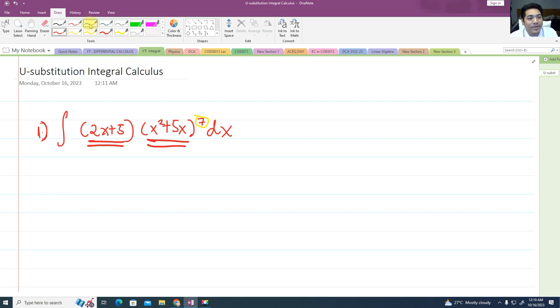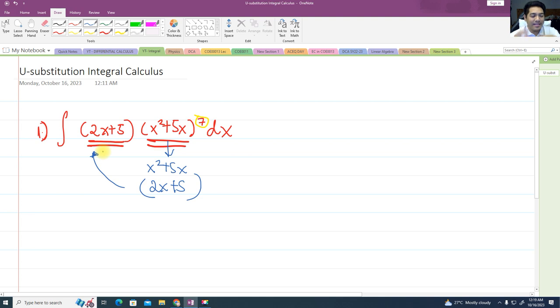As you can see here, if you observe carefully, we have x^2 + 5x, and if I get the derivative of x^2 + 5x, that would be 2x + 5, which happens to be this one. In this way we can use the technique of U-substitution. On the other hand, if I differentiate 2x + 5, that would be 2 only, and there are no 2's inside the integrand.